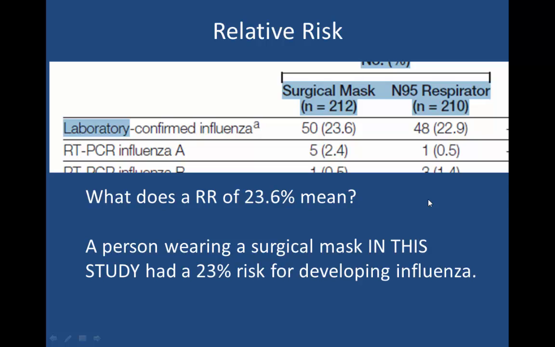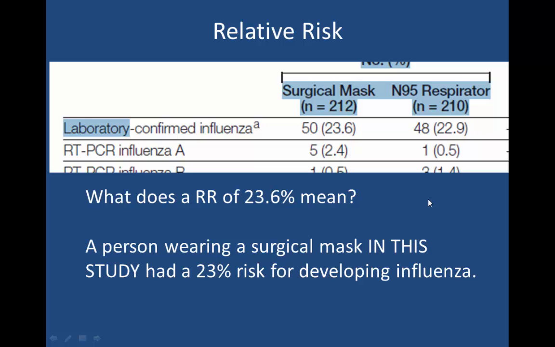There was a 22.9% risk if I wore an N95 mask. So a person wearing a surgical mask in this study had a 23% risk for developing influenza. In this study, a person who wore the N95 respirator mask had basically a 23% risk for developing influenza. So that's how you report those results.